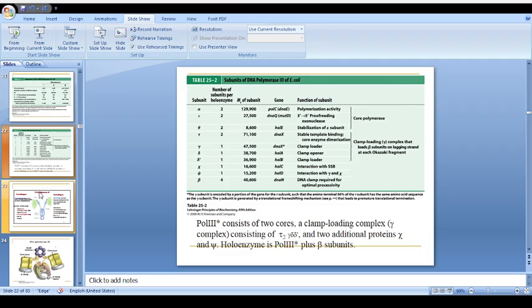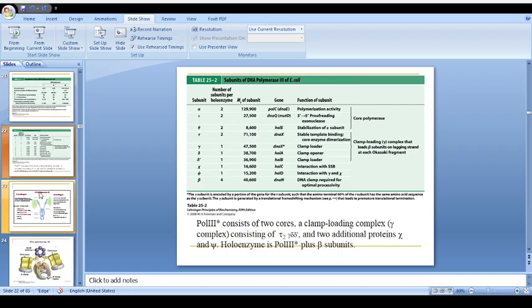Here is the composition of DNA polymerase 3: alpha, epsilon, beta, tau, gamma, delta, delta dash, psi, pi and beta. It consists of 2 regions, the core enzyme as well as the apoenzyme. Together we call it the holoenzyme.